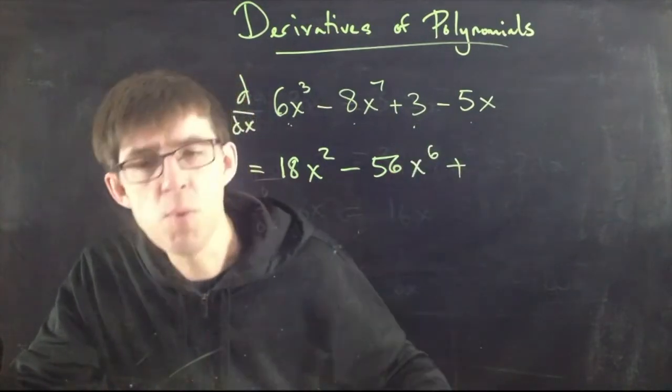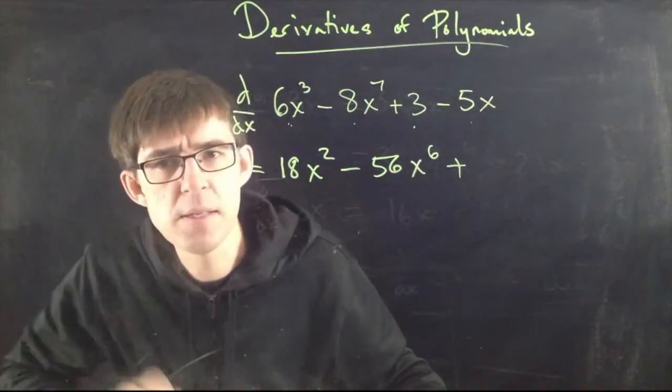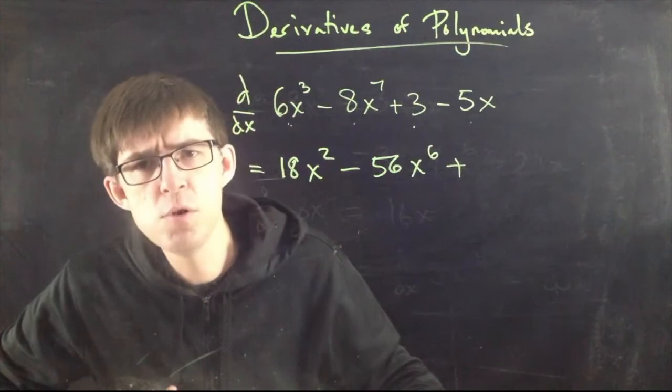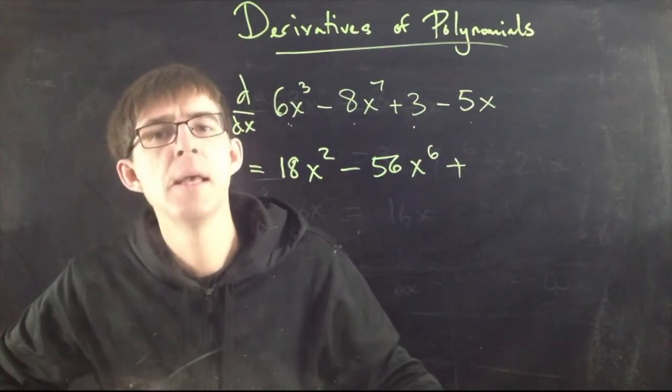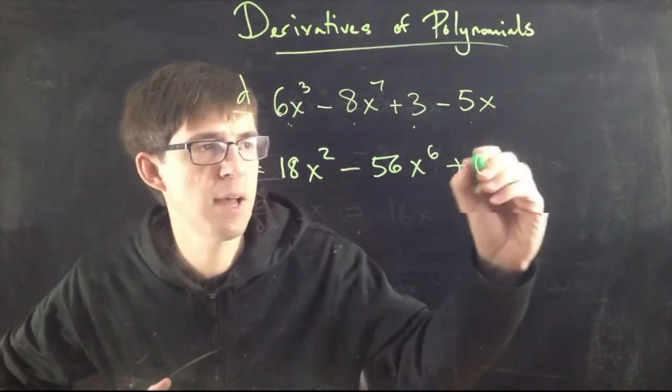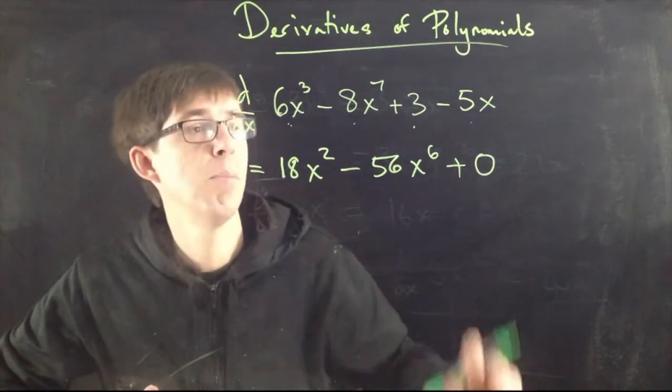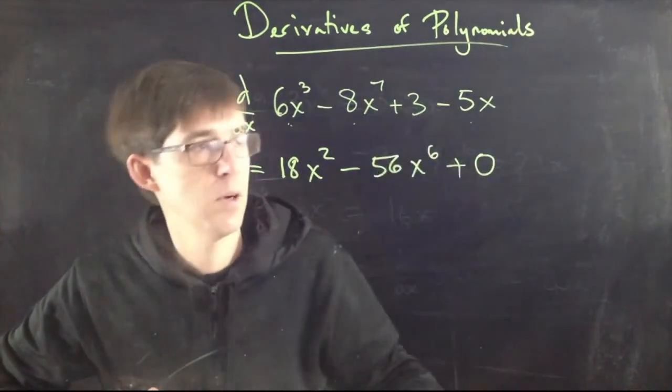Plus 3. What happens to 3? This is one of those special cases I said before. Do you remember, what do you do when you have the derivative of a constant? It is 0. That you just have to remember. The derivative of a constant by itself with no x is also always 0.